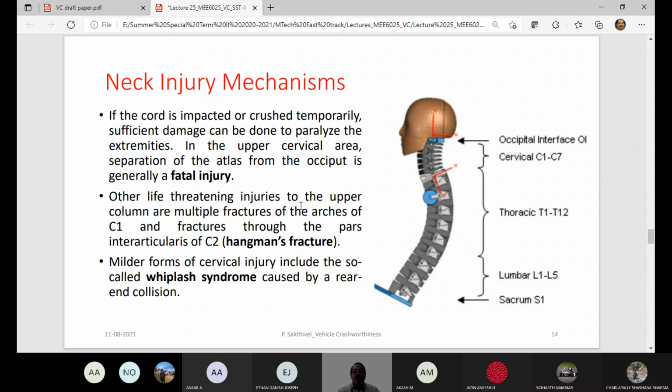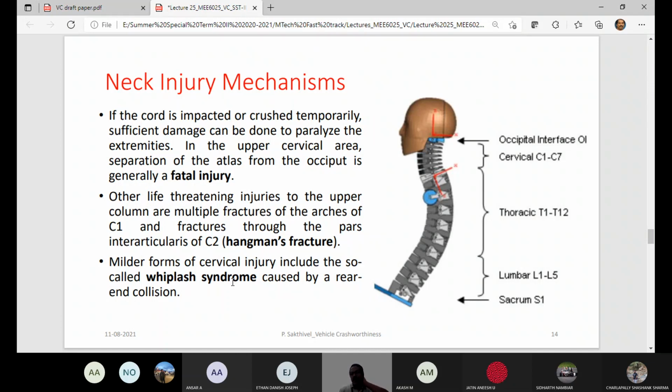Other life-threatening injuries to the upper column are multiple fractures in arches of C1 and fractures through the pars interarticularis. Again, if you go to the anatomy of this disc individually, you will understand what these terms are. So a C1, C2 fracture is again another life-threatening aspect. So critical: immediate death is from breaking, and even injury at the C1, C2 level is life-threatening. Milder forms of cervical injury include the so-called Whiplash Syndrome. People all work, and we looked at in the video, that's a big business, a million-dollar business. It's all because of this Whiplash Syndrome.